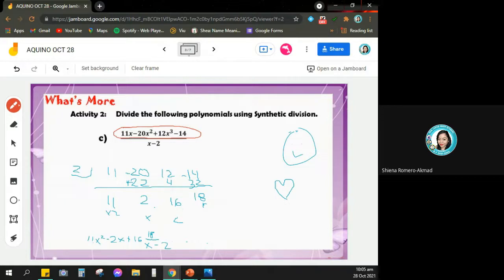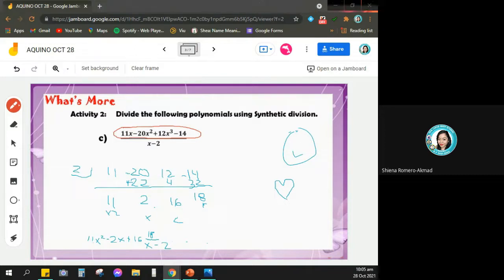Before anything else, I want you to raise your hand. Please raise your hand. Ayan. So, sa tingin ninyo, ano yung degree nito? Degree. When I say degree, lagi niyong tatandaan, it is the highest exponent.